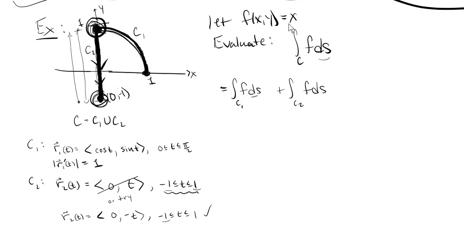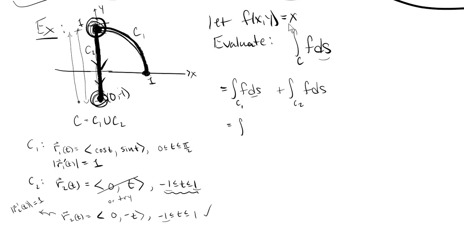So let's see if we can finish up this integration. I've got R2. Let me just make this little note over here. The magnitude of R2 prime. Maybe you can do that math. R2 prime is just 0, -1. That's a unit vector. So these are both pretty easy.